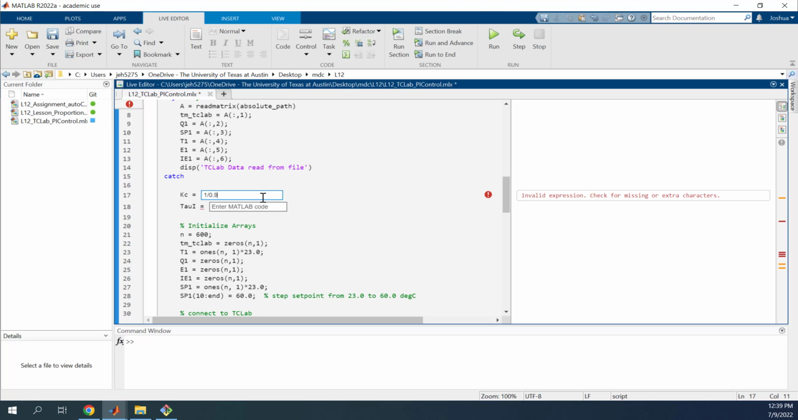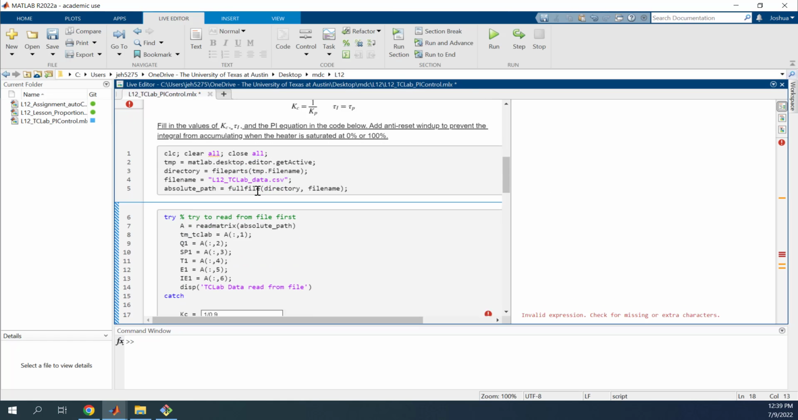1 divided by 0.9. Our tau I is our process time constant, and that's about 175 to 180 for the temperature control lab. Again, that's the time it takes us to reach 63% of the way to the steady state condition from when we start a step change. We've talked about that before. Hopefully that makes sense by now.